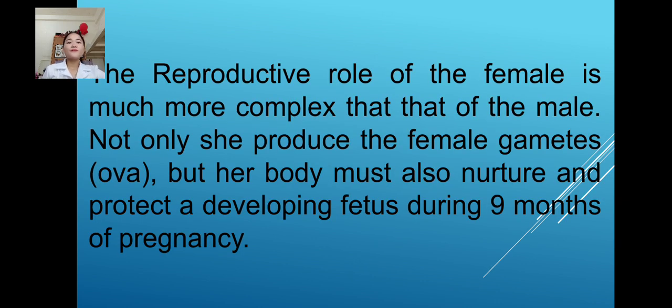So, the reproductive role of the female is much more complex than that of the male. Not only does she produce the female gametes, or the ova, but her body must also nurture and protect a developing fetus during 9 months of pregnancy. Like the testes, ovaries produce both an exocrine product, the eggs or the ova, and endocrine products like estrogen and progesterone. The other organs of the female reproductive system serve as accessory structures to transport, nurture, or otherwise serve the needs of the reproductive cells and/or the developing fetus.